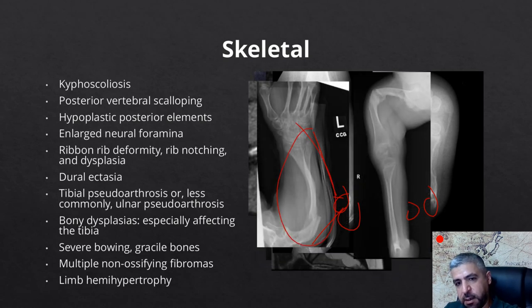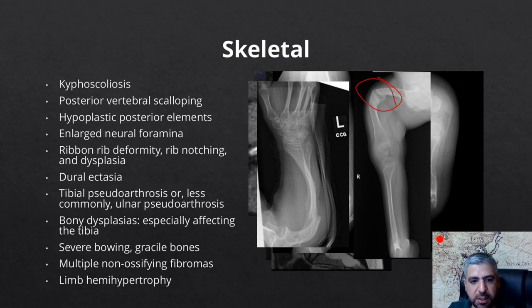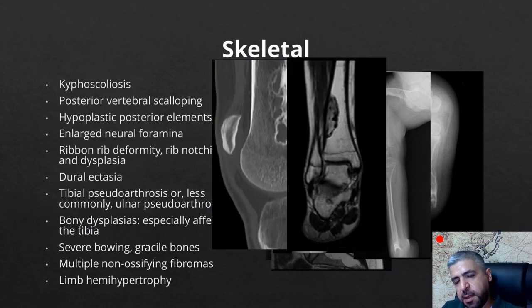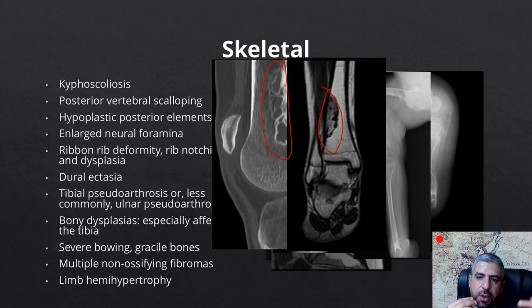As you can see here, this is even pseudoarthrosis in the hand, where the bones are bowed and they are gracile. Gracile means thin or not strong, easily bent bones. Like here, for example, there's again pseudoarthrosis, and we have multiple non-ossifying fibromas. As you know, non-ossifying fibromas are bone defects that we usually see as a benign finding in younger age group patients, and with progressing age they undergo ossification.